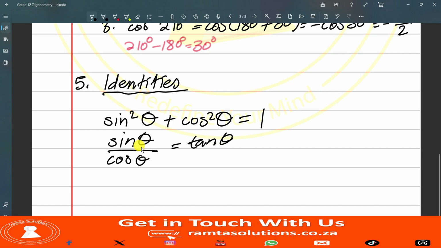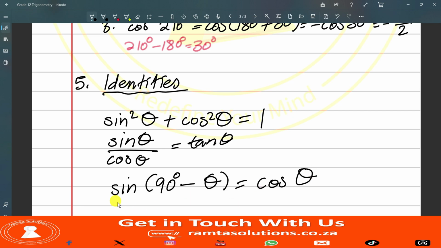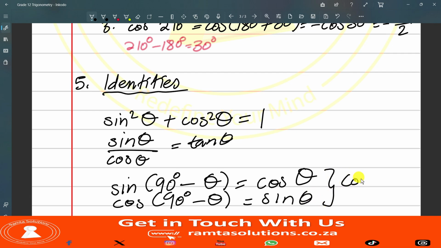I want to use co-ratios. I think I should introduce this co-ratio. Then sine 90 degrees minus theta will be equal to cos theta. And then cos 90 degrees minus theta will be equal to sine theta. So these, we call them co-ratios. Let me just add them here in the section of identities. Okay, so these are the identities. These are all that you have learned from grade 10 and 11.